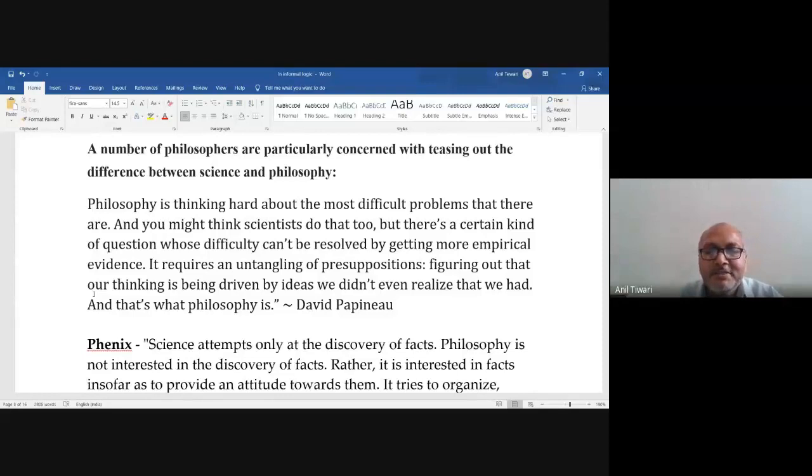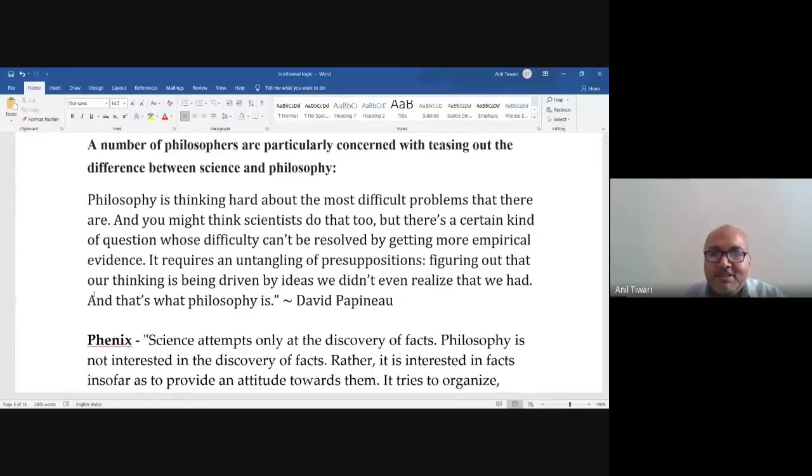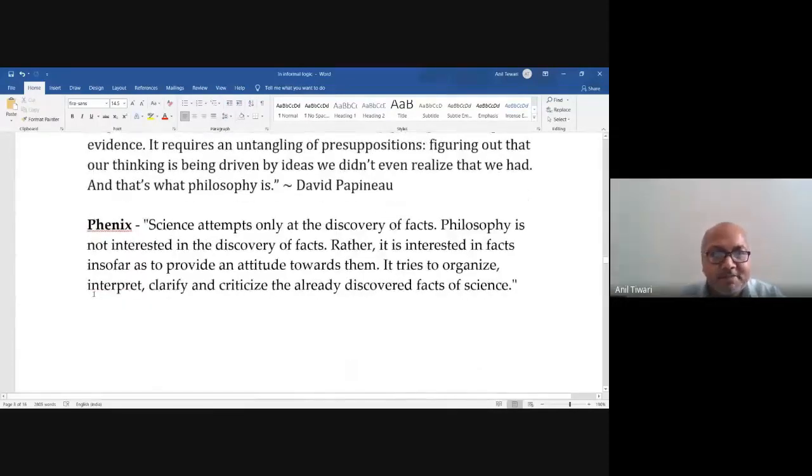Okay? So David Papineau is pointing out this very thing, that sciences raise certain questions, but the answers which they are supposed to give must have universal acceptability. And if they don't, then that answer is not universal, that answer is questionable. And anyone who is questioning that is being philosophical. So this thought we can take from David Papineau.